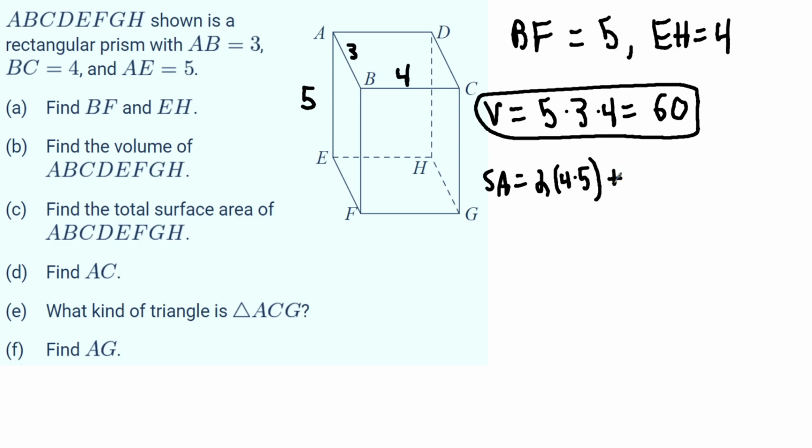And I'm going to add that with, well, if I look at the area of ABFE, that would be 3 times 5. But I also notice that has the same area as DCGH. So again, instead of just doing 5 times 3, I'm going to do 2 times 5 times 3. And then finally add it with my two bases, ABCD, which has the same area as EFGH. So that's 2 times 3 times 4.